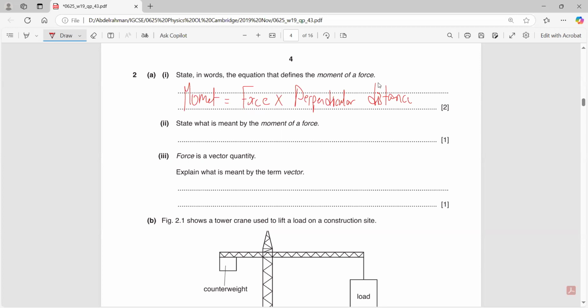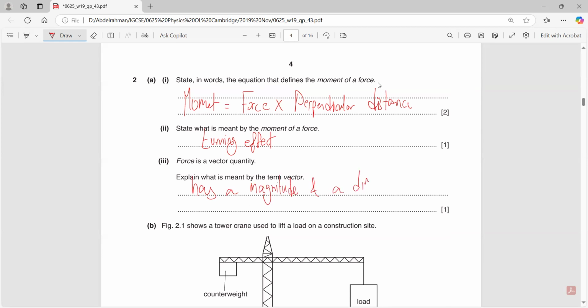State what is meant by the moment of the force. A moment of a force is the turning effect. Moment is the turning effect of this force. Force is a vector quantity. Explain what is meant by a vector quantity. A vector quantity is a quantity that has a magnitude and a direction. It has to have a magnitude and a direction.